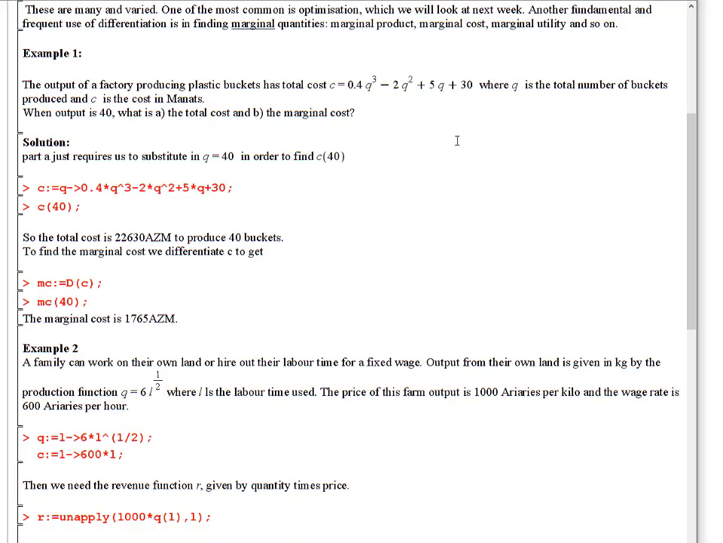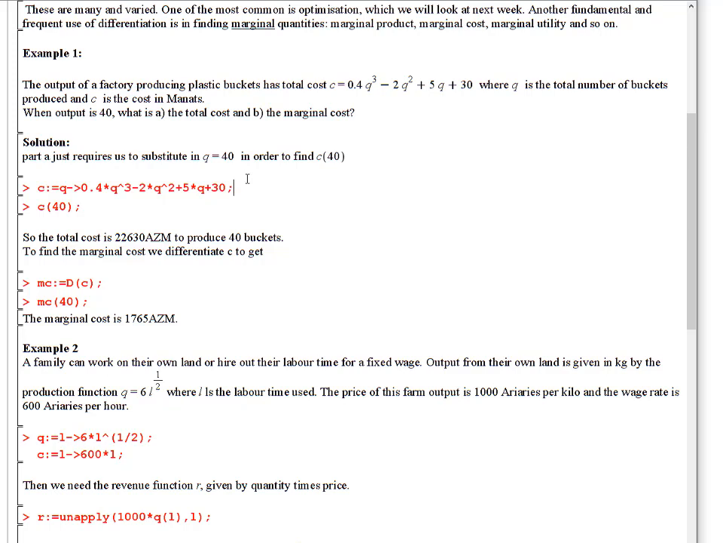So here we've got an example of a factory producing plastic buckets where the total cost is given by this cubic function. As I said the other day, cubic functions are often used for total costs, and Q is the total number of buckets and C is the cost in mannats. So the first question is, when the output is 40, in other words when Q is 40, can you use this to tell what's the total cost and what's the marginal cost?